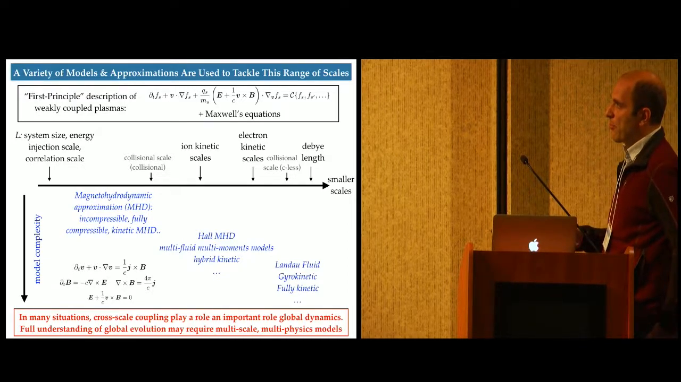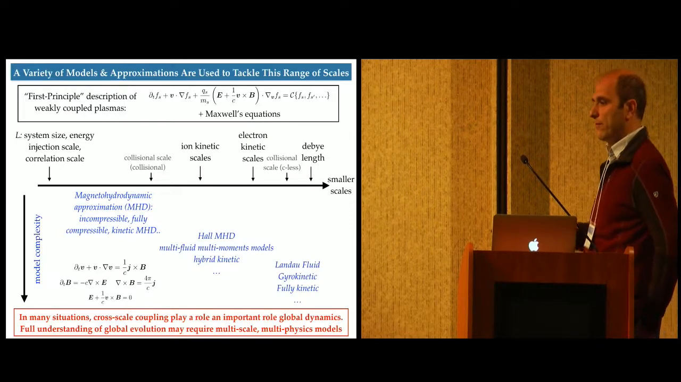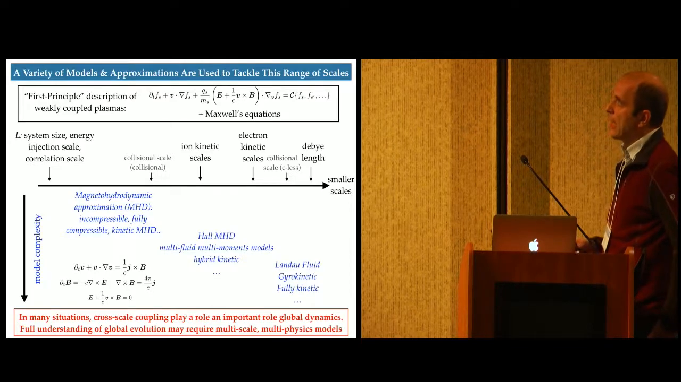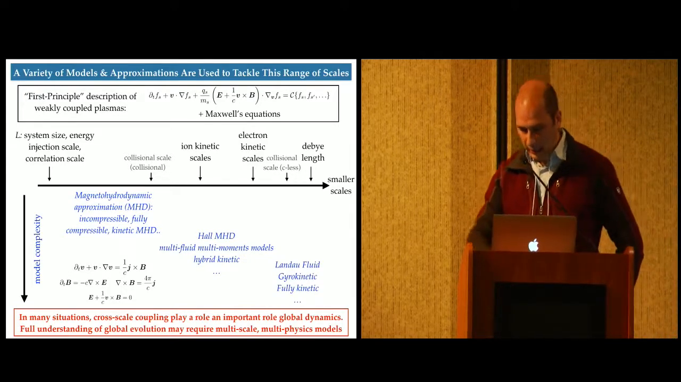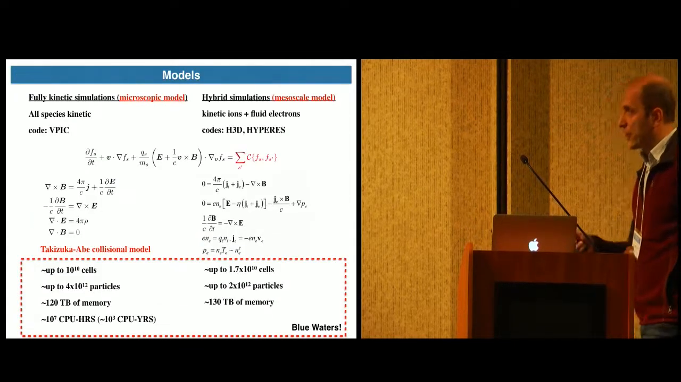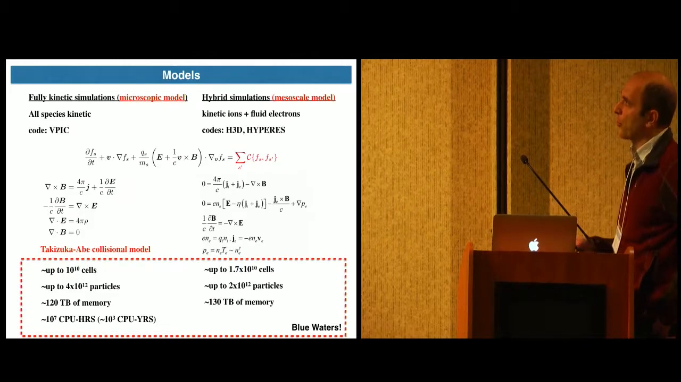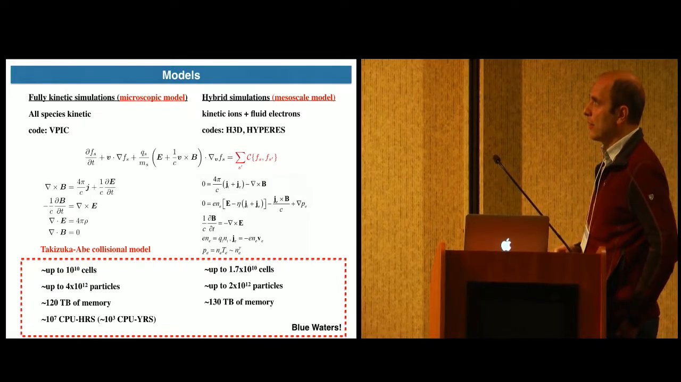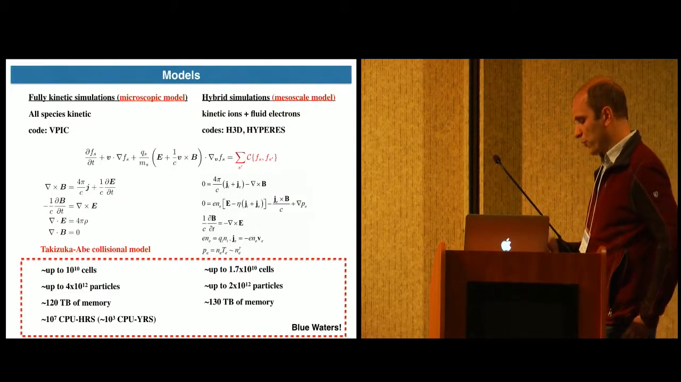So there are a variety of approximations developed in plasma physics that target either a specific set of physics questions or a specific set of scales. And the approach that we're taking here is, in some sense, brute force. We're taking these equations and trying to solve them for as large a range of scales as possible. We're using two sets of models. One is the fully kinetic simulations, where all the plasma species, electrons and ions, are described using the Vlasov or Boltzmann equation. And this can be thought of as the true microscopic model for the system.